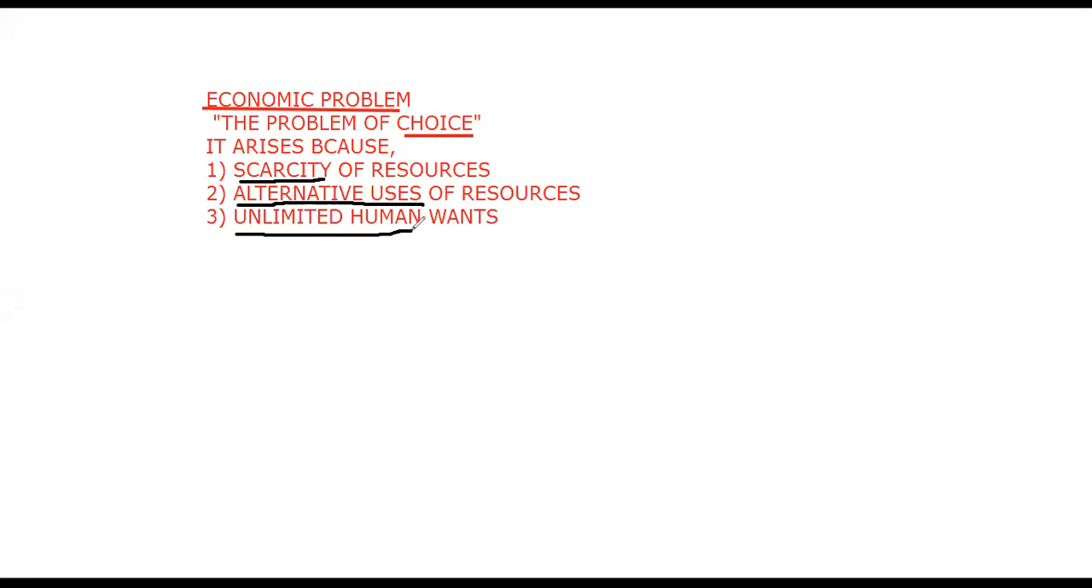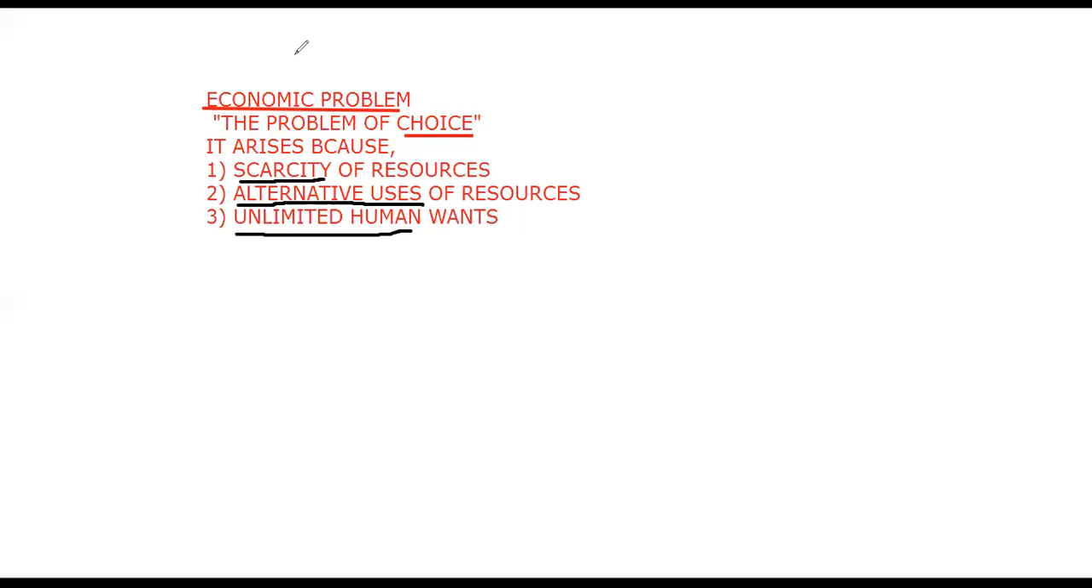So this topic we covered yesterday: what is the economic problem? That is the problem of choice. And why does it arise? It arises because of three major reasons: scarcity of resources, alternative uses of resources, and unlimited human wants, right?